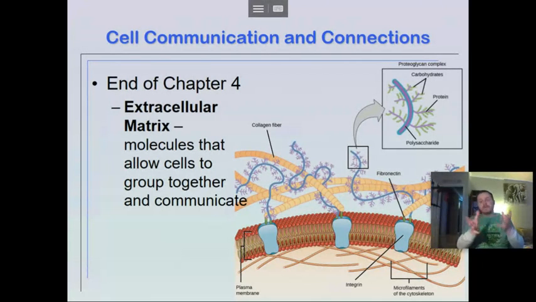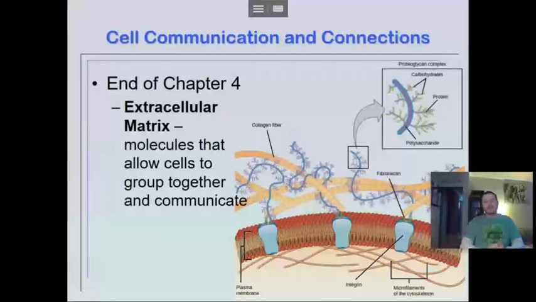There are things that project off of different cells so they can communicate with and connect with other cells within tissues. They can form tissues. They can exchange information. They can exchange proteins, whatever it is they need to move back and forth. I've got a diagram here out of your book to show you there are complex proteins, proteins with carbohydrates and lipids embedded in them that allow the cells to connect together and to communicate.